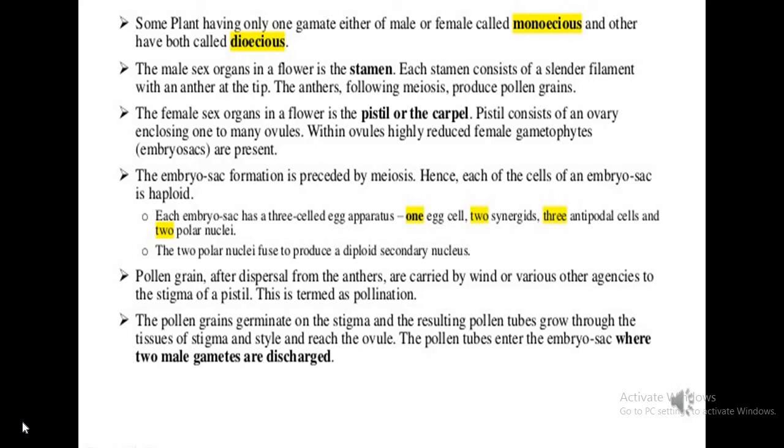Do you remember the two types of pollination you did in smaller classes, self-pollination and cross-pollination? When the pollen grains fall on the stigma of the same flower or another flower of the same plant, then it is self-pollination. But if the pollen grains land on the stigma of another flower on another plant, then it is called cross-pollination. And cross-pollination, children, always needs an agency. Then the pollen grains germinate on the stigma, and the resulting pollen tubes grow through the tissues of the stigma and style, and reach the ovule, where fertilization takes place.